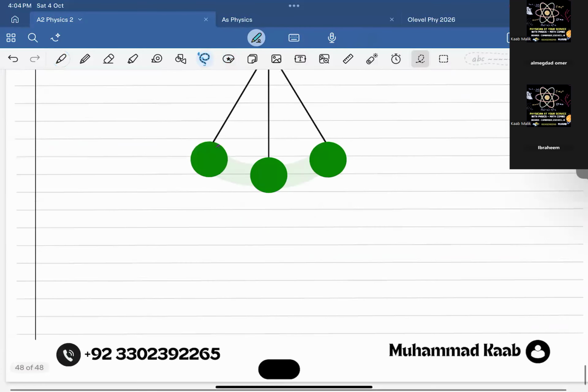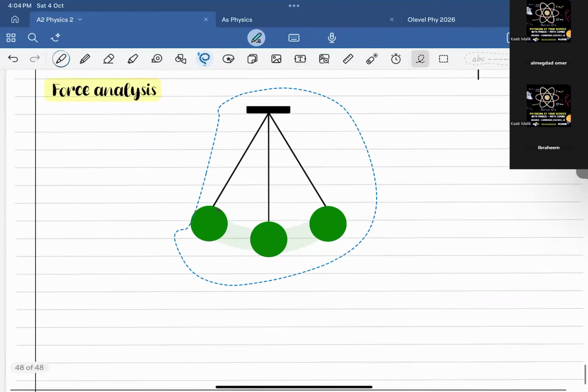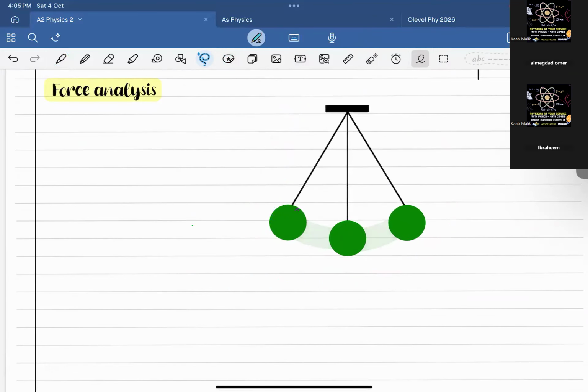So when the pendulum is at its mean position, the downward force, which is the weight, should be equal to the upward force, right? And that upward force is going to be tension in the spring. At that point, both the forces will be equal and no resultant force will be there, right?